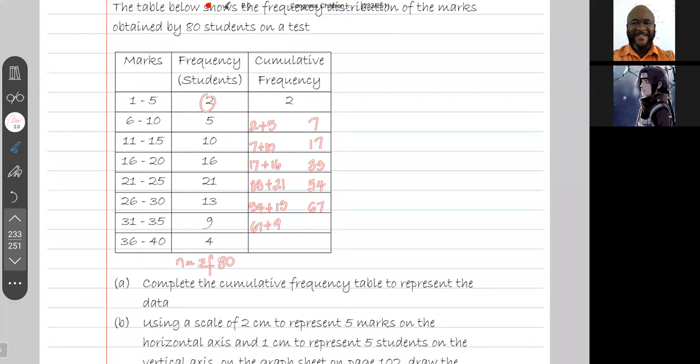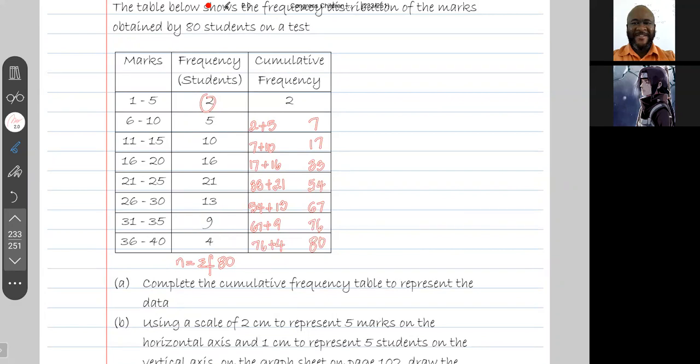All right, I probably did something wrong. It is 67. All right, it's okay. I'm adding again. 17, 17 plus 16 is 33. 33 plus 21 is 54. Then 67. Then 70, 76. Good. And now 76 plus 4 is 80. So the cumulative frequency values are 2, 7, 17, 33, 54, 67, 76, 80. You get cumulative frequency when you add the frequencies going down.